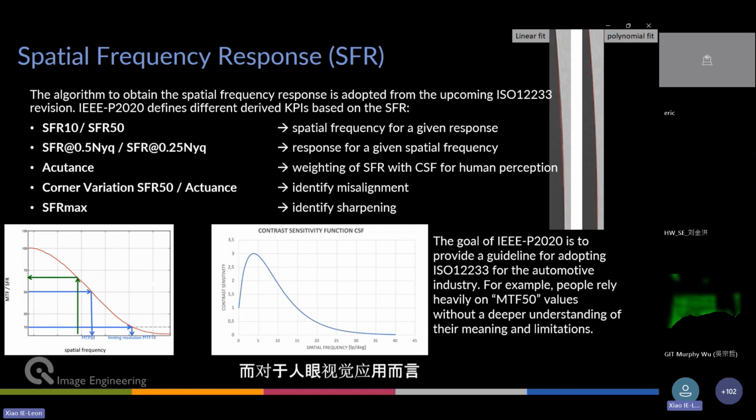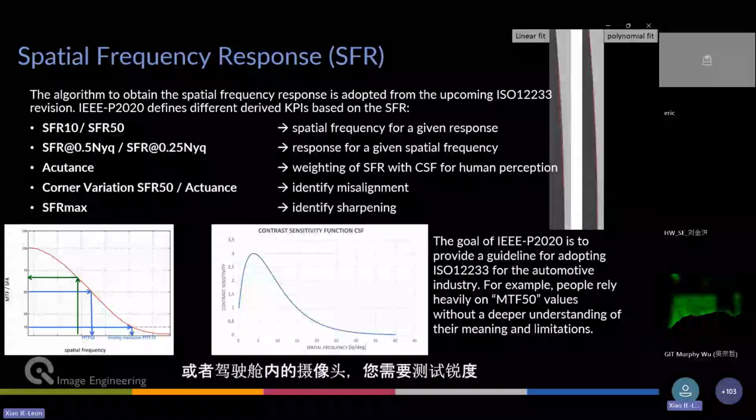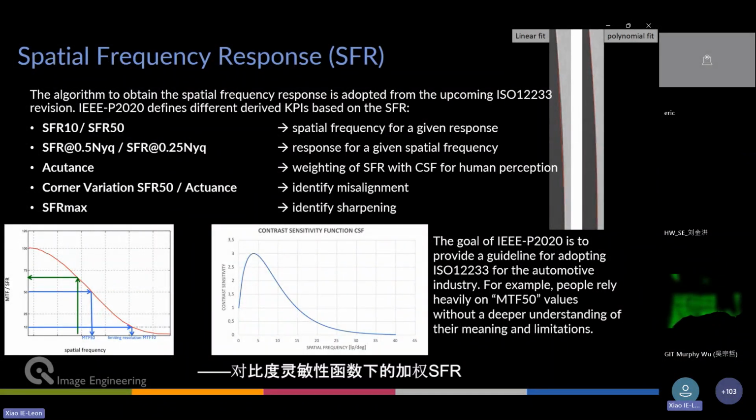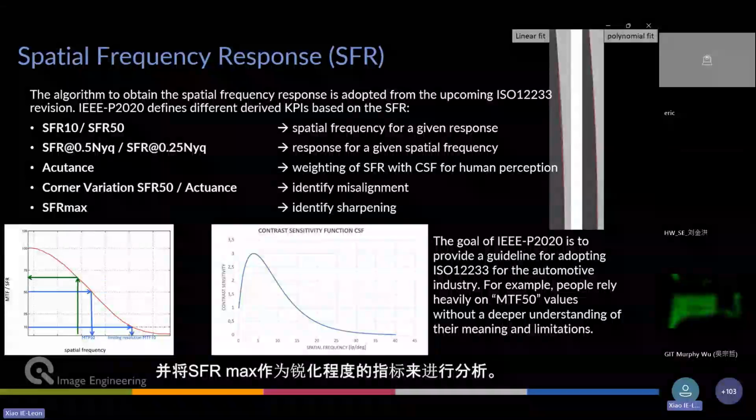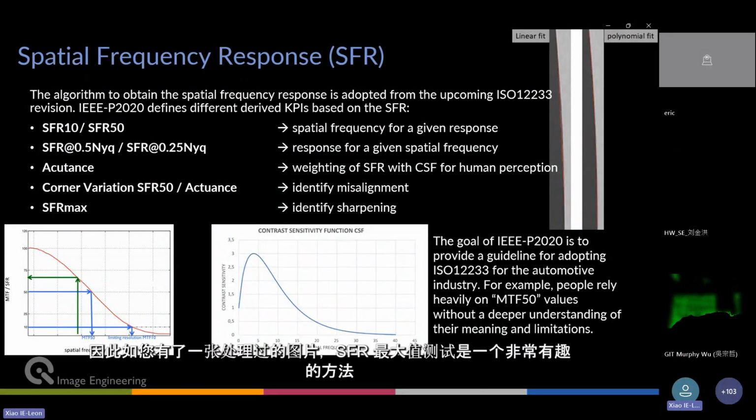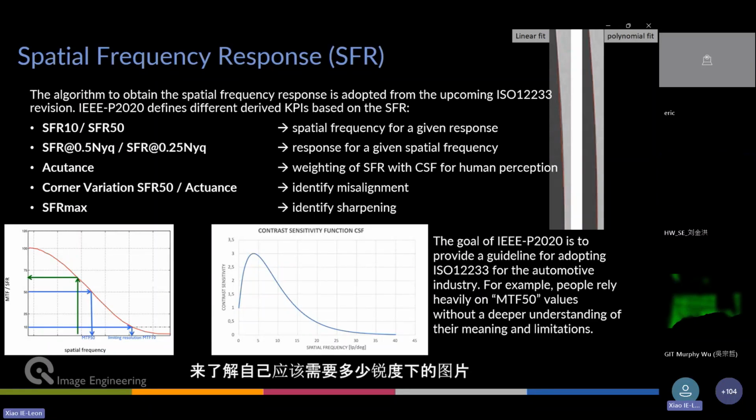For human vision applications, which you also have in automotive, for rear view cameras or in-cabin applications, you then have the acutance, which is the SFR weighted with the contrast sensitivity function for human perception. And then there are some definitions for how you get the corner variation, SFR 50 and acutance, so that with that you can identify misalignment of sensor to lens to sensor, and the SFR max as an indicator for sharpening. If you have a processed image, this SFR max is an interesting metric to look at. How much sharpening do I have in the image?